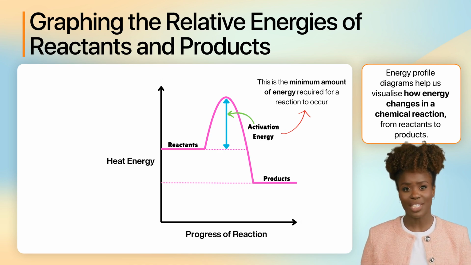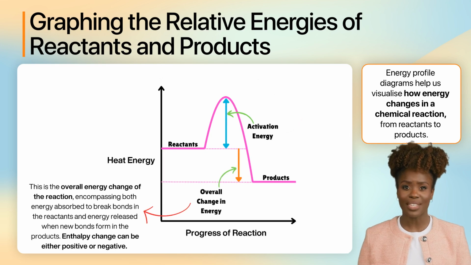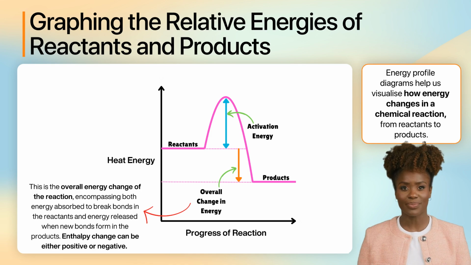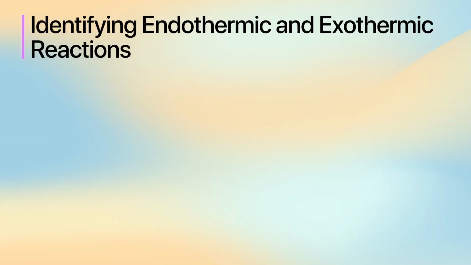Moving on to enthalpy change. This is the overall energy change of the reaction, encompassing both energy absorbed to break bonds in the reactants and energy released when new bonds form in the products. Enthalpy change can be either positive or negative. The shape and position of energy profile diagrams also allow us to determine whether a reaction is endothermic or exothermic.